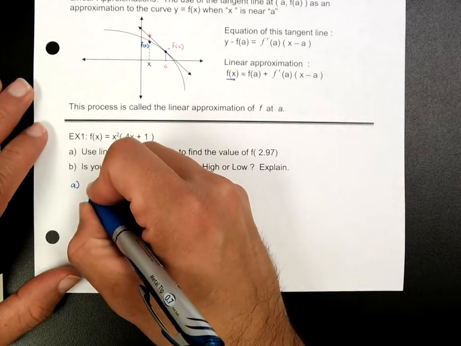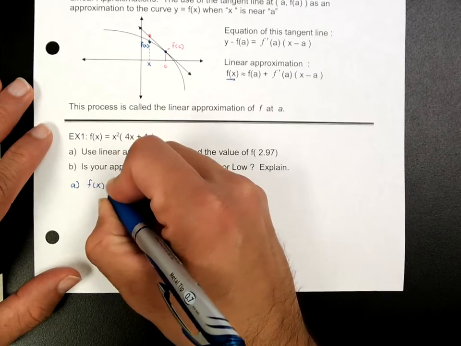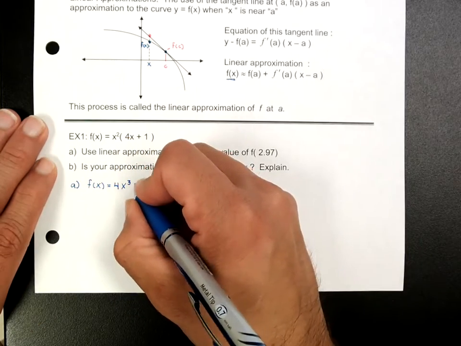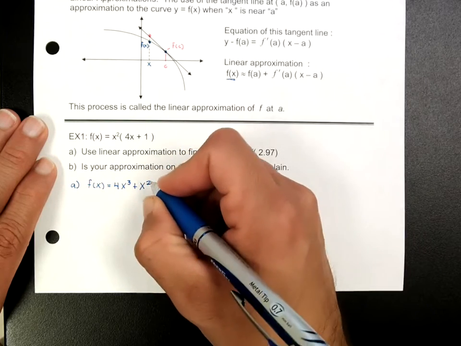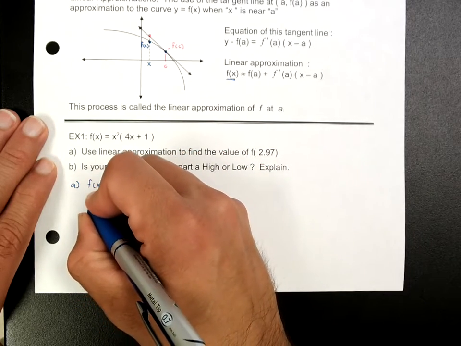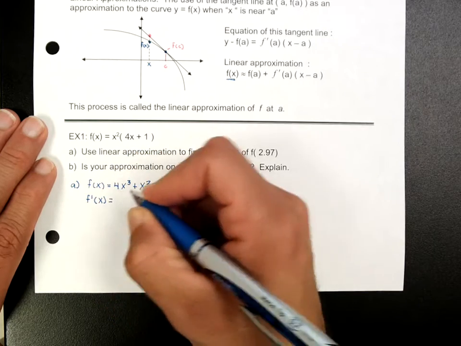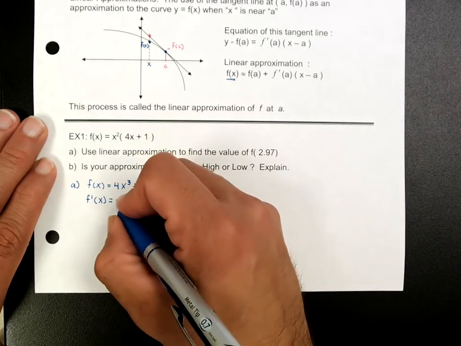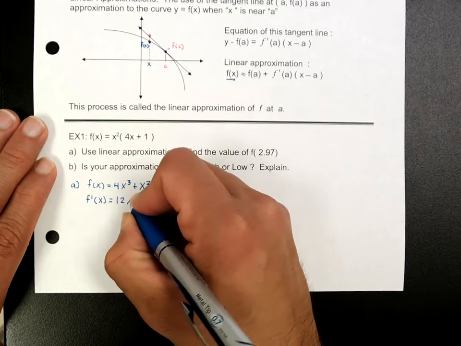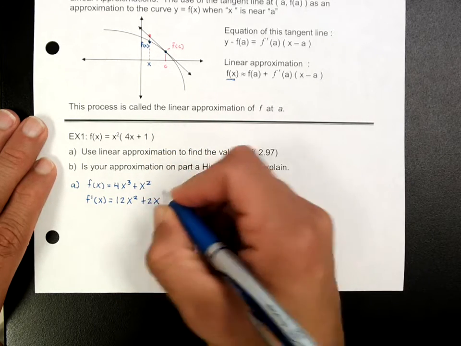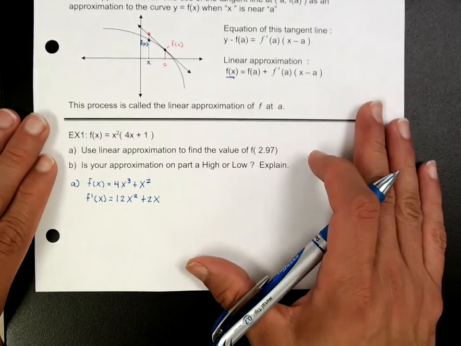So I would have f of x is equal to 4x cubed plus x squared. And now to find the equation of a tangent line, I need to find the slope. So the slope would be 12x squared plus 2x. And now in this one, I have to choose a point.